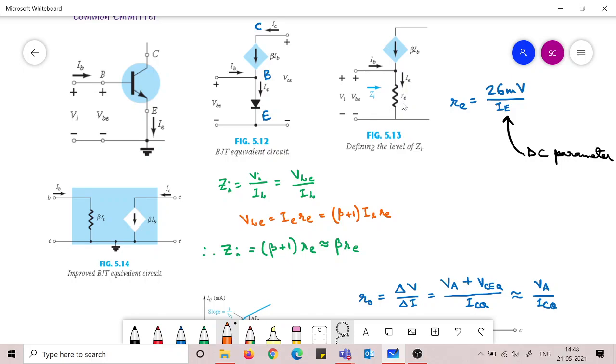Now we can make an approximation and write it as beta r_e only. So from the input side, what we are seeing is a voltage, which is trying to deliver a current, which is facing a resistance. What is the resistance? If there is a voltage V_BE, and a current through it, the resistance we know is beta r_e. So this resistance will be beta r_e. That's all.